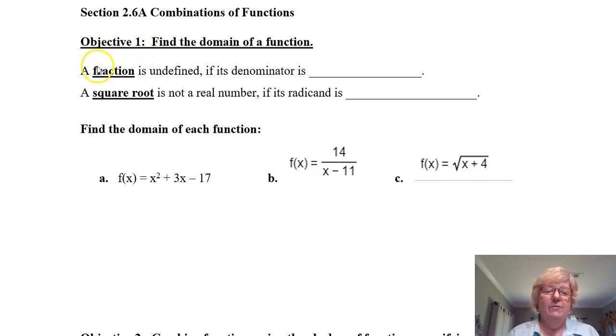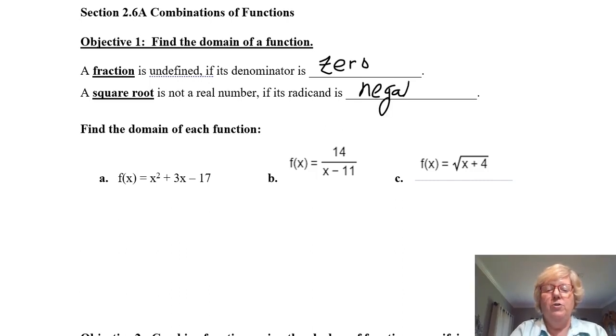First, let's look at fractions. Do you recall when a fraction is undefined? It is when the denominator is 0. It is very important in real world applications to never have a fraction with a denominator that's 0. Do you recall when a square root is not a real number but an imaginary number? That's right. That is when its radicand is negative. That is the value underneath the square root radical symbol.